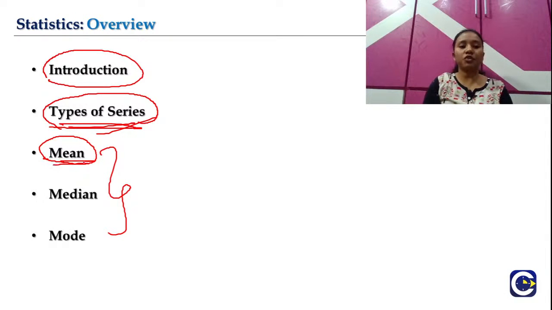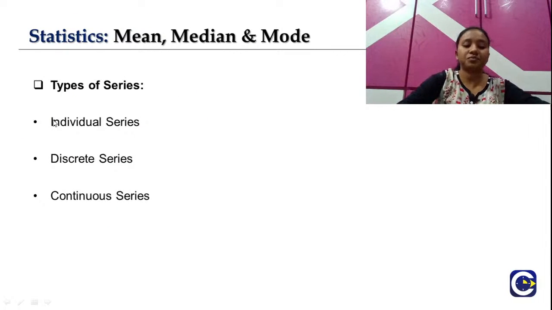Many of you are already familiar with this, but the trick here is that we have different types of series. We should be aware of the typical types of series we have, and how we can find the mean, median, as well as the mode according to the type of series. Let's see each of the topics one by one. As I mentioned, we are going to start with the types of series.